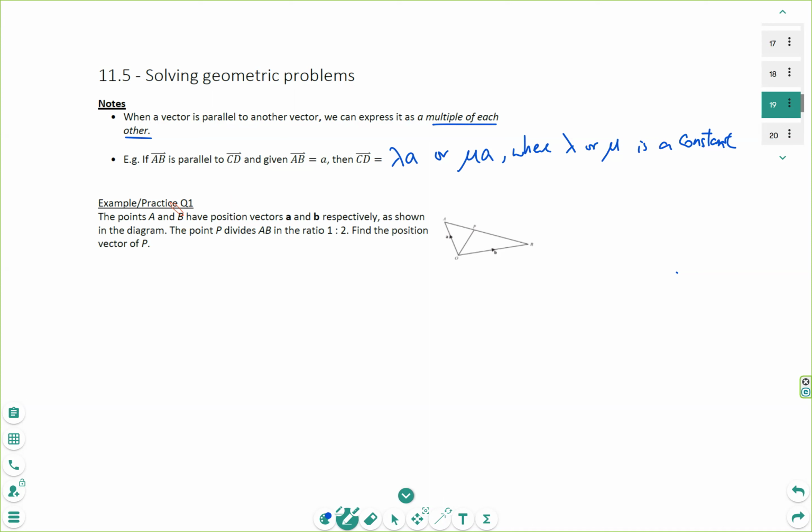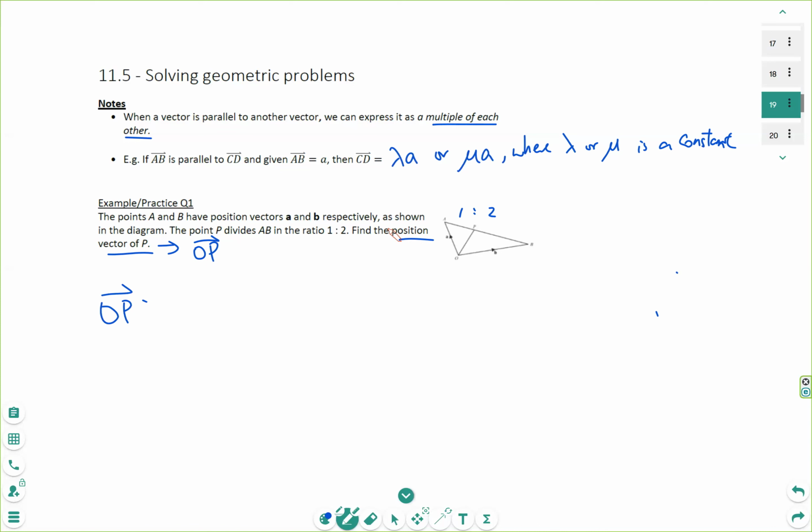The points A and B have position vectors a and b respectively. Position vector means OA and OB, which are denoted on the diagram. Remember from 11.4, the position vector of A means OA. As shown in the diagram, the point P divides AB in the ratio 1 to 2, so as a whole line, we're out of 3. Find the position vector of P. That means we'll find OP.